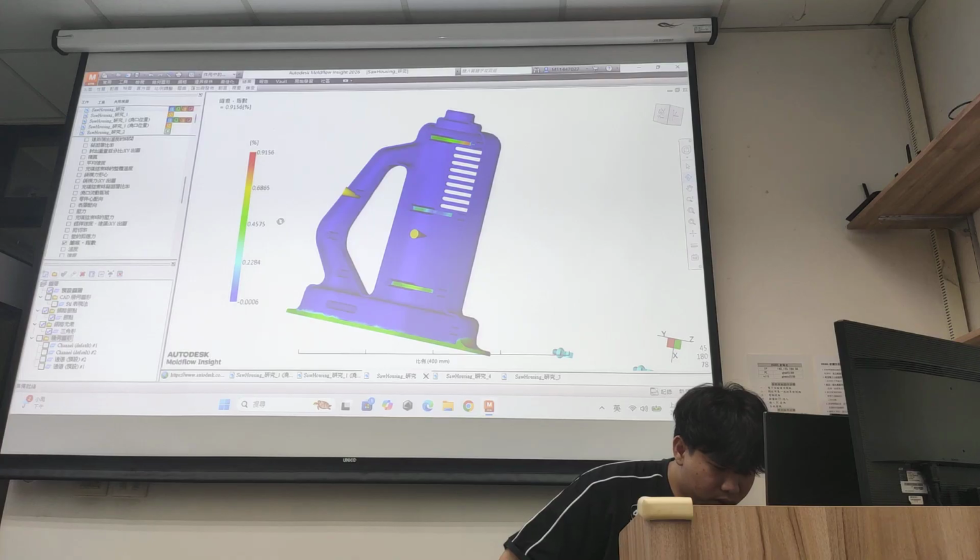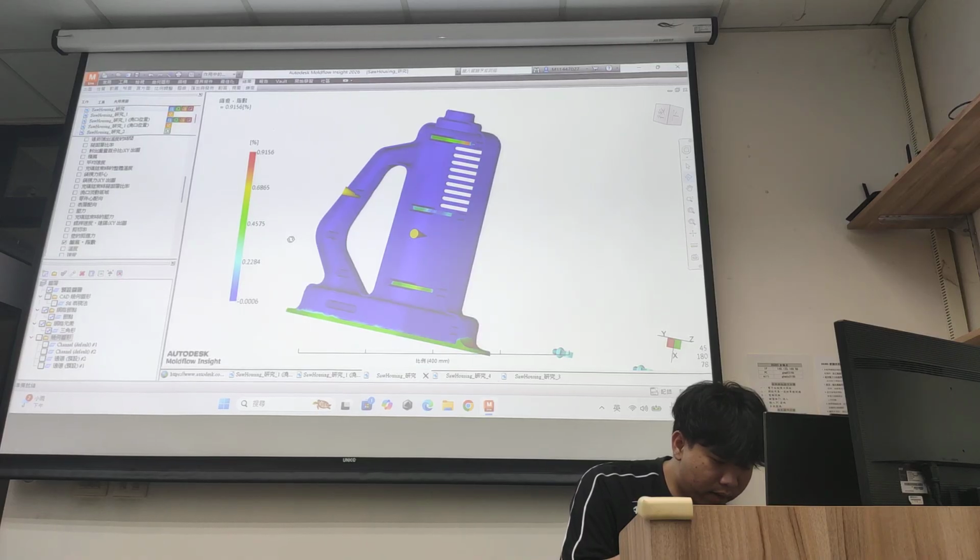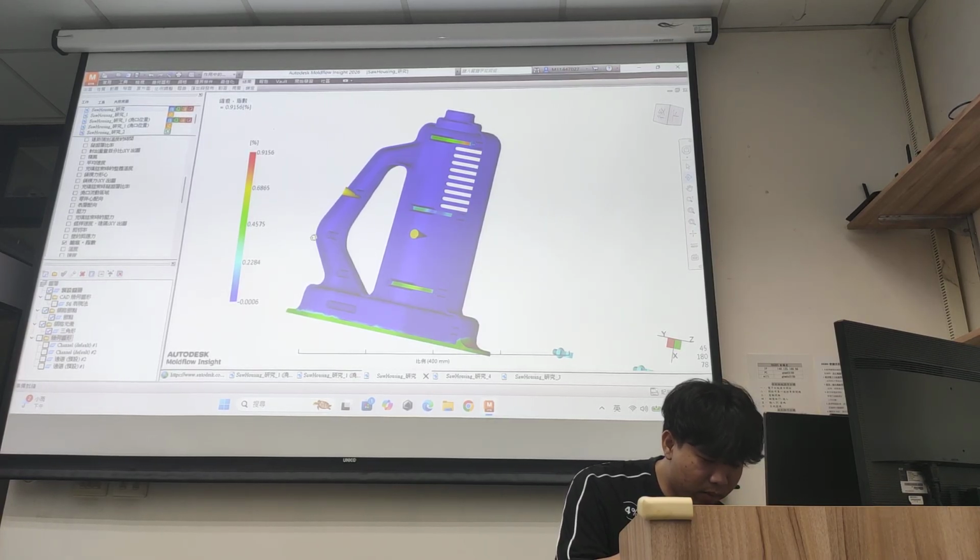Let's review the sink index. The maximum index value remains at approximately 0.91. The plot acts as a relative risk map, clearly highlighting the thicker base protrusion and ribs.